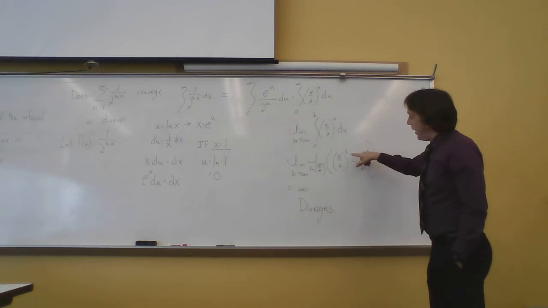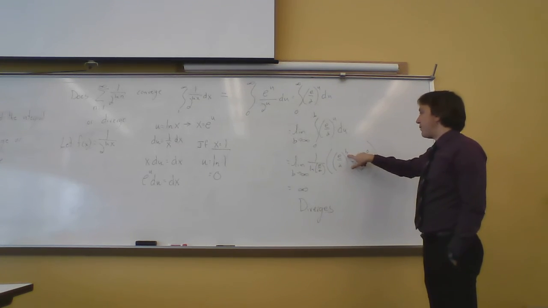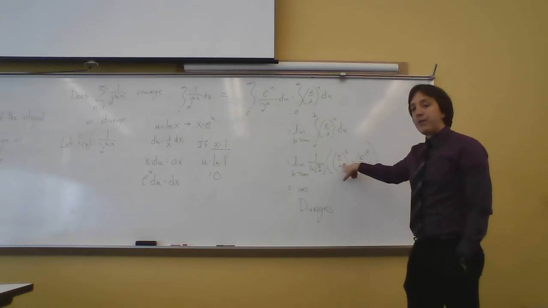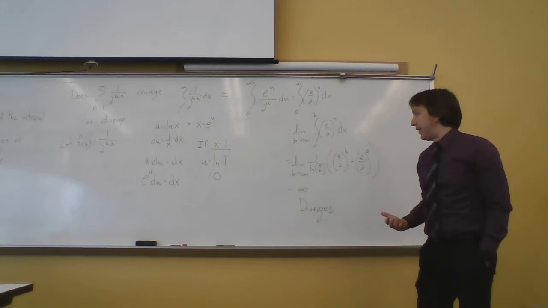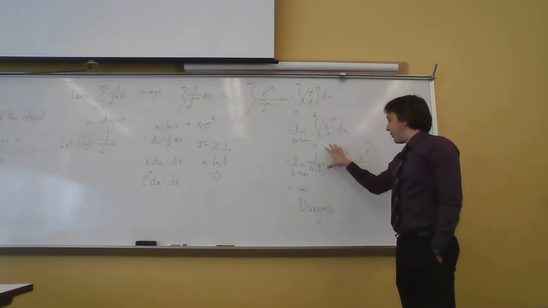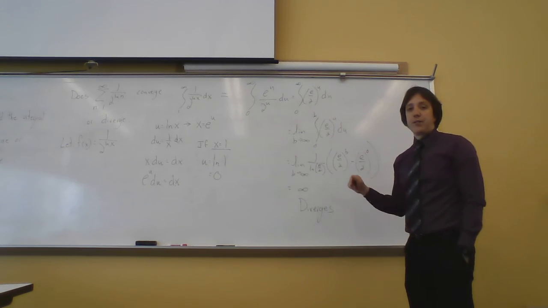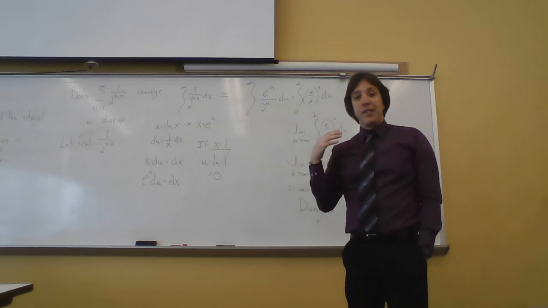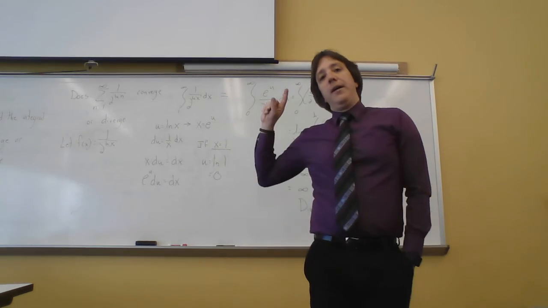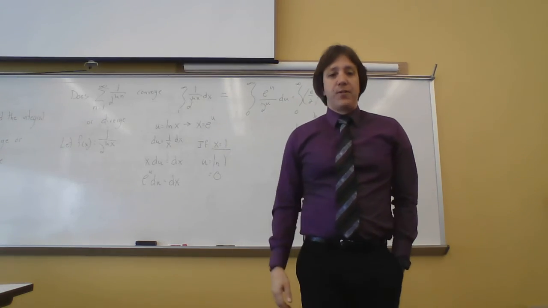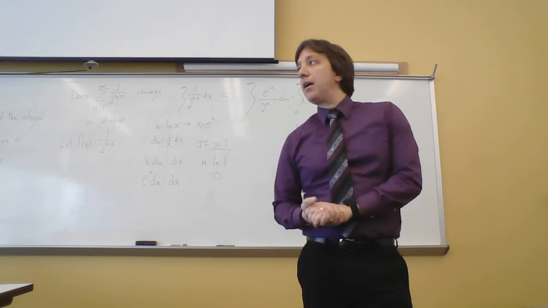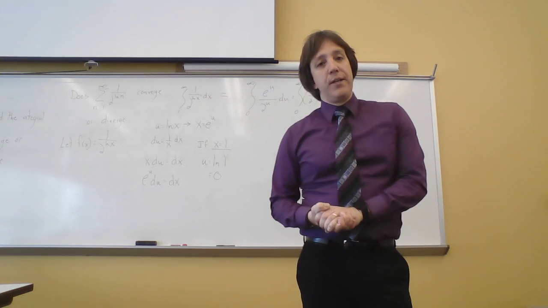So this is going to diverge because as b goes to infinity, since this base is bigger than 1, it's also going to go to infinity. So this whole thing goes to infinity. The limit or this integral diverges, and so by the integral comparison test, so does our original sum. So there you go. That is section 9.3. Thank you.